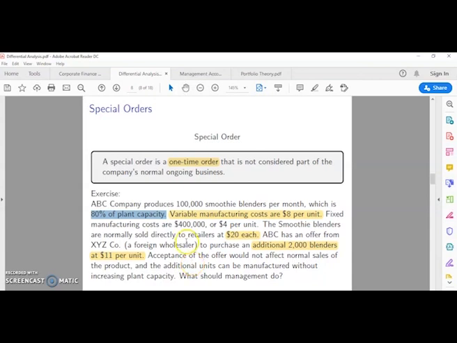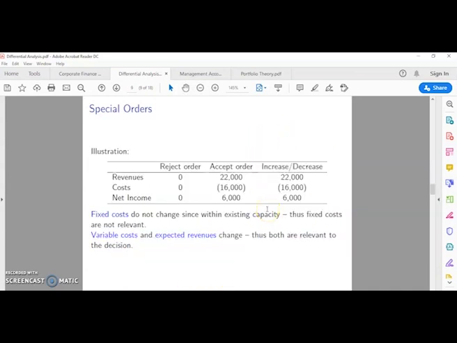What does that mean? It means that with the current facilities and machinery that you have, you can produce this additional blender. It will not cost you in terms of fixed cost anymore. So what should the management do? Using this information, we want to now solve the question.